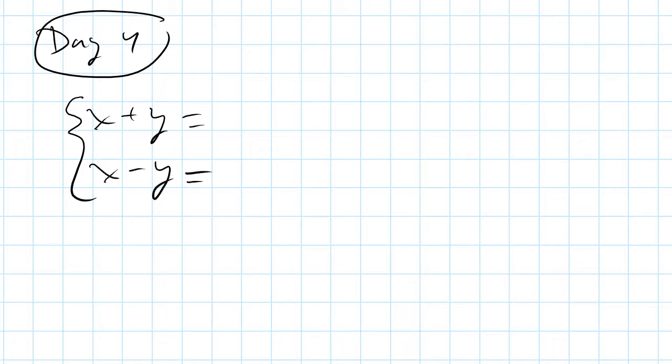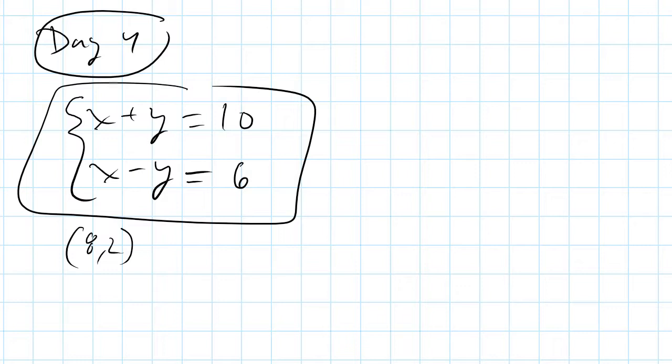Day 4 is going to be our first introduction to systems of equations. And I like, when you make up a system of equations, if you want it to work out nicely, you can put anything you want on the left-hand side, and then you decide what the answer is going to be. So I want it to be 8, 2. 8 plus 2 is 10. 8 minus 2 is 6. There we go. I just made a system of equations that has a nice answer to it.